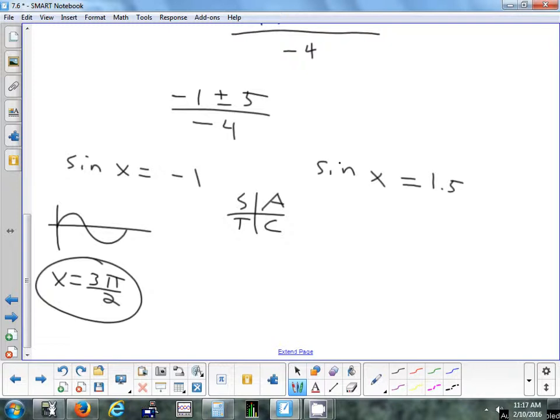Right. Now think of your graph for this one. Where does sine hit 1.5? It doesn't. Okay. So what that means is this gives us no solution. So this part results in no solution. That's the only answer to the problem, 3 pi over 2. Any question why this part is no solution?